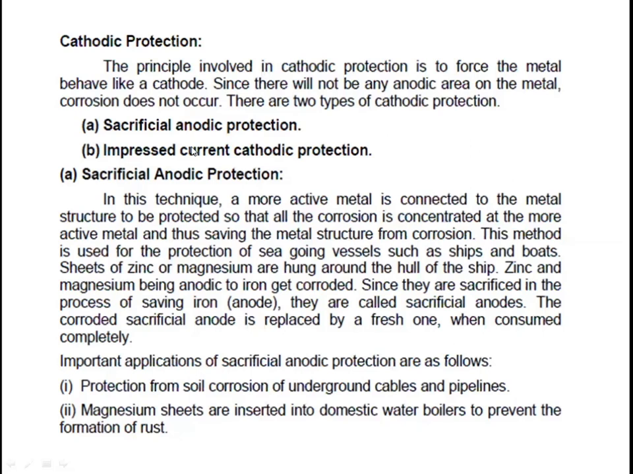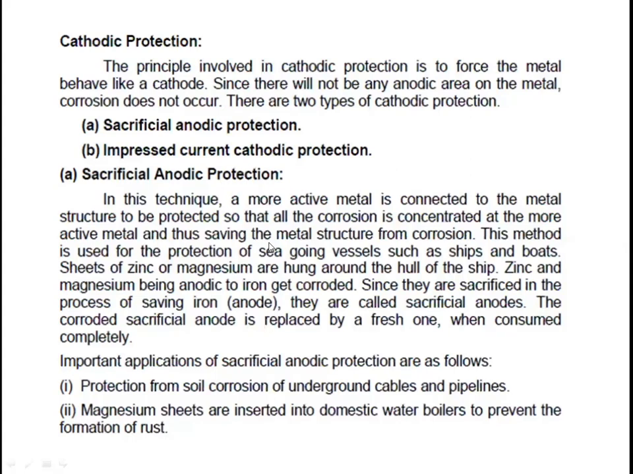Cathodic protection can be done in two ways. The first one is sacrificial anodic protection. The second one is impressed current cathodic protection, or impressed voltage cathodic protection. Now we will discuss the first one, sacrificial anodic protection. In this method, the metal to be protected is connected by a wire to a more anodic metal, so that all the corrosion is concentrated at this more active metal.